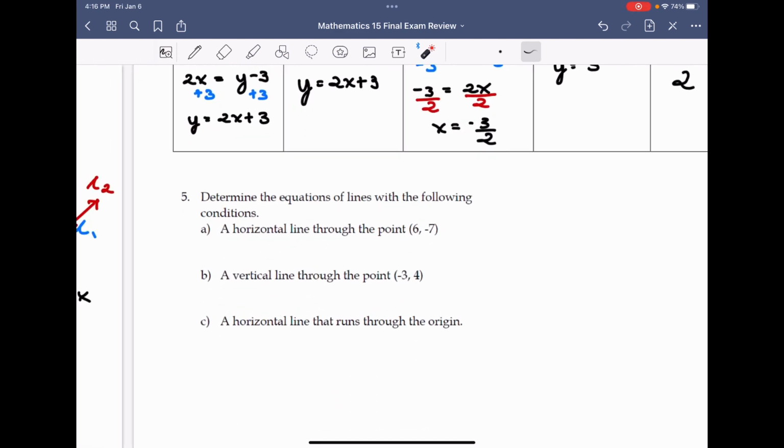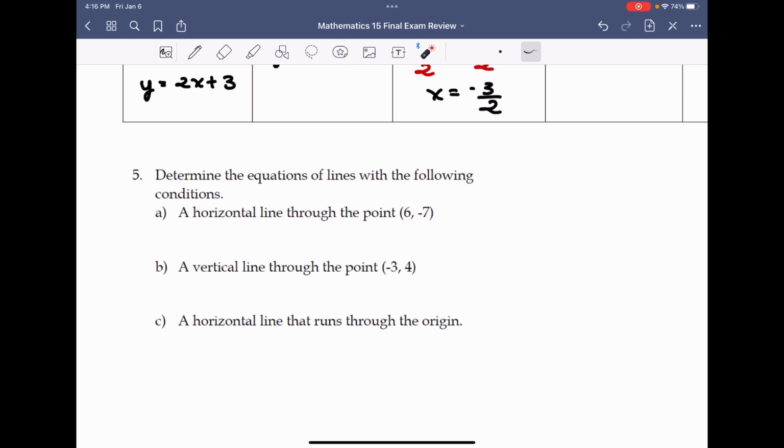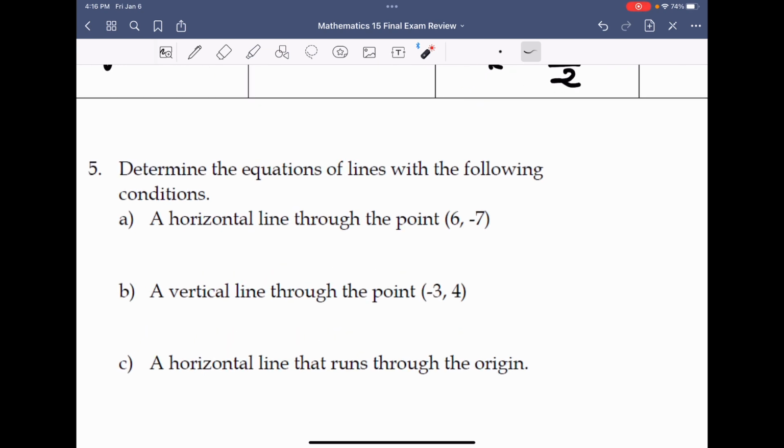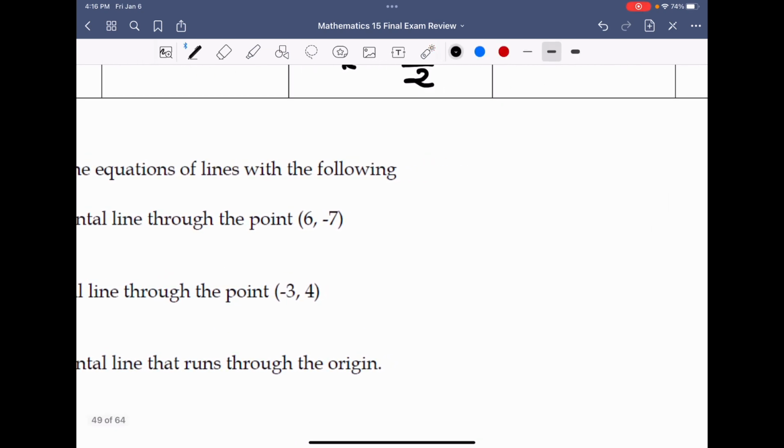Okay. Determine the equation of the line of the following conditions. So they're going to give us a condition, a point, and then they're going to say, hey, what is the line? Okay, determine the equation of the line. We know the equation is always y equals mx plus b. Remember, that's the gold standard of this unit. We always want it in this form.